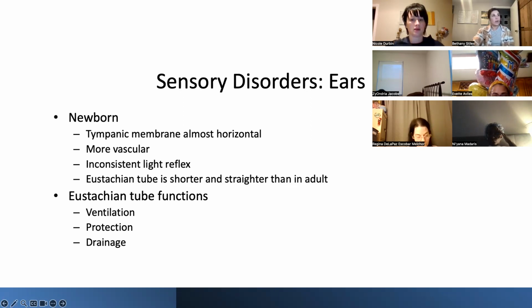And then the function of our eustachian tube is to provide ventilation, protection, and drainage. When we're doing our assessment, we also want to do careful observation of the alignment of the ear. So we want to make sure that the ear is in line with the outer canthus of the eye, if we would draw an imaginary line there. If we see low set ears, it can be associated with kidney disorders, also Down syndrome.